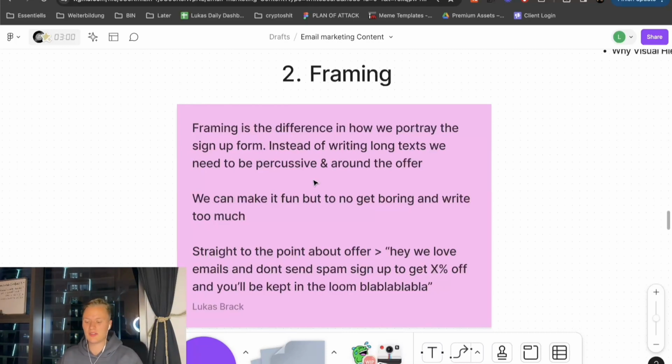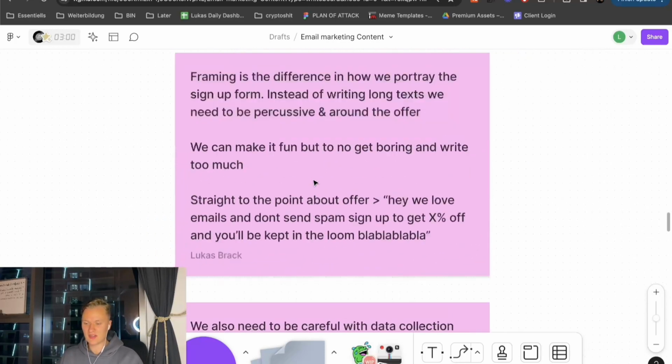"Hey, we love emails and don't send spam. Sign up to get percentage off, and you'll be kept in the loop. Blah blah blah." That's way too much. Instead you need to say, "Hey, do you want to unlock 10% off?" Boom, done. Straight to the point instead of long text, and make it around the offer, because that's why people sign up. No one, and I will repeat that, no one will sign up to be up to date with something. That's just a super weak angle. So that's the next one, framing.